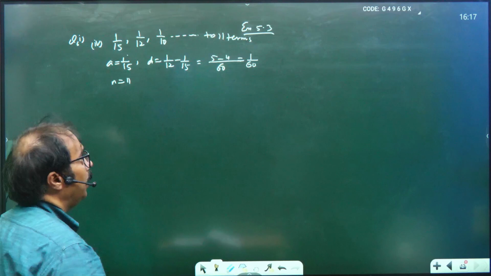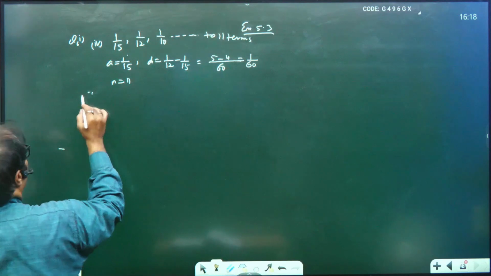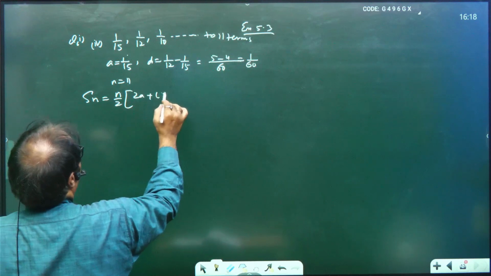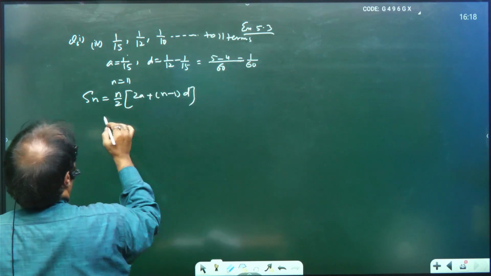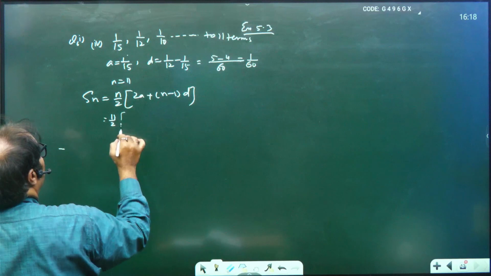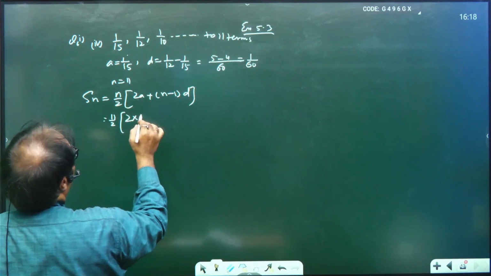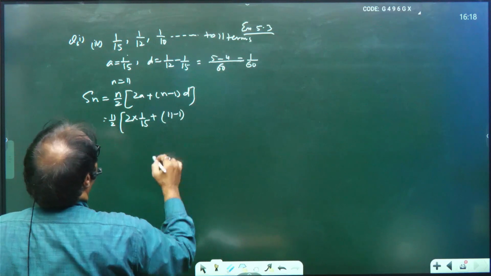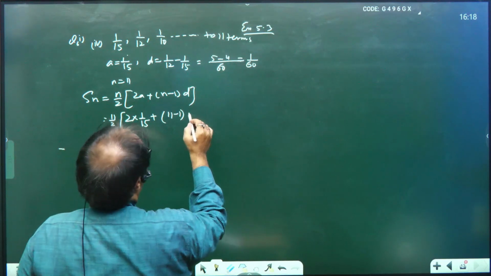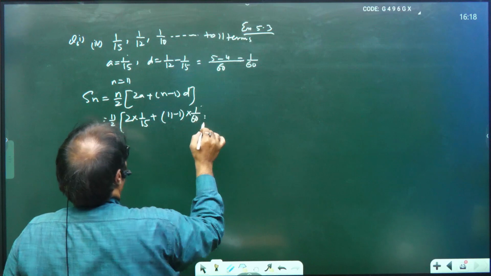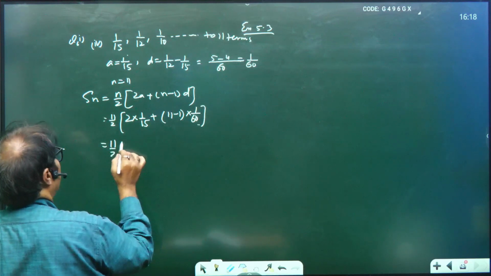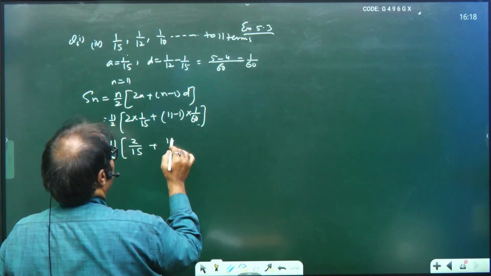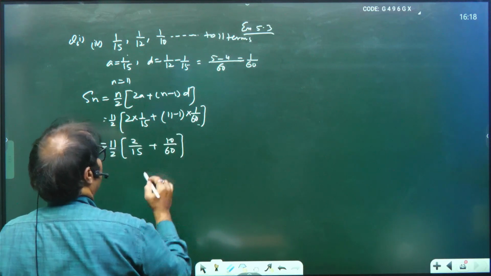It is given. And now we have to apply the formula. Sn is equal to n by 2 into 2a plus n minus 1 into d, and put all the values. 11 by 2, 2 into A is 1 by 15, plus n minus 1, 11 minus 1. And what about D? D is equal to 1 by 60.